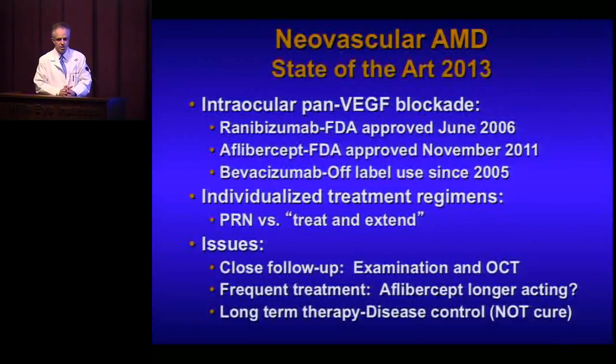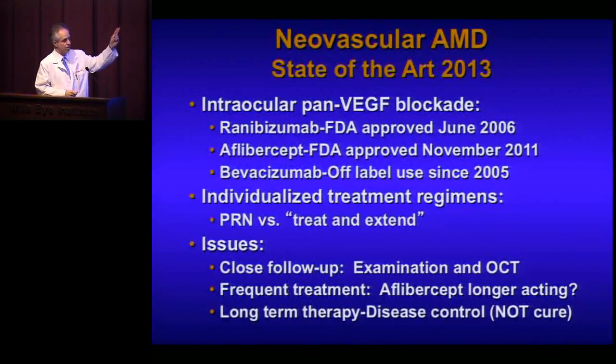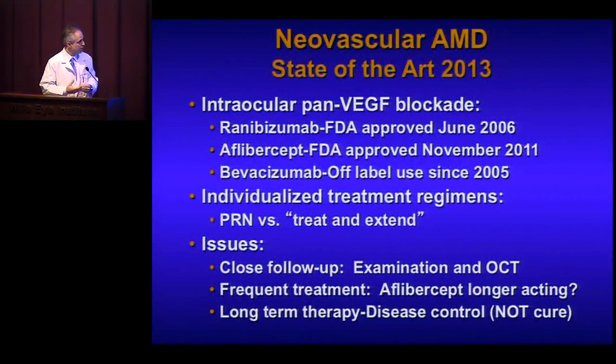So for neovascular AMD, where we are now, is it's all about monotherapy. We're using one of those 3 drugs injected intravitreally on a regular basis. And that's going to either be ranibizumab, which has been available now for about 6 years, FDA approved in 2006, aflibercept, which was approved a little over a year ago, and bevacizumab, which remains off-label, the way we've been using it, and that's been available and been in use since 2005.